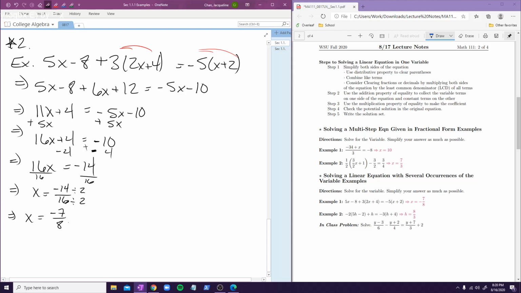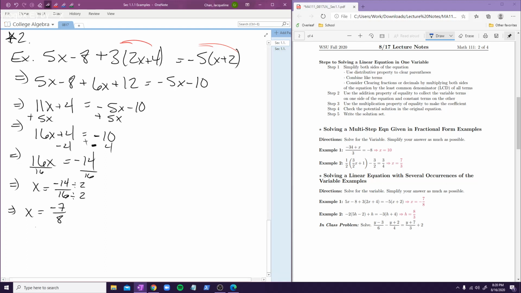So normally, for step 4, we're going to check our potential solution. I already showed you guys that, so I'll let you check this yourself. But as you can see on the right-hand side, if you compare, they're the same answers. So I'm going to save us time by not checking it.